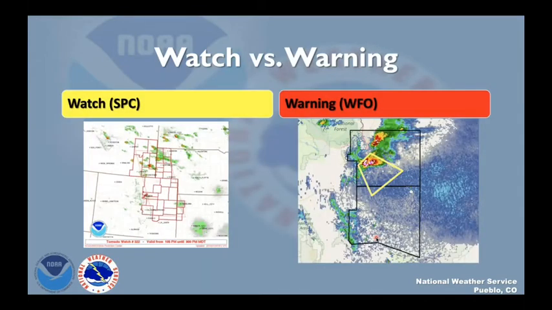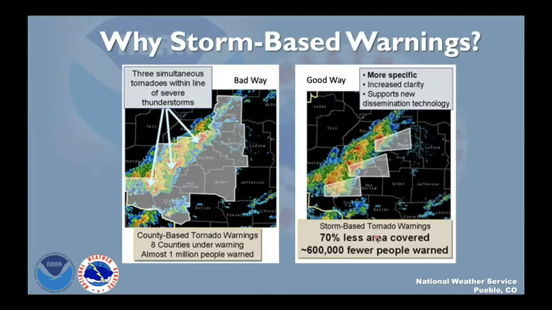So let's talk about watches and warnings again. County-based versus storm-based, as you can see right there. So why did we do that though? Well, way back in the day, a severe thunderstorm warning would look like this.